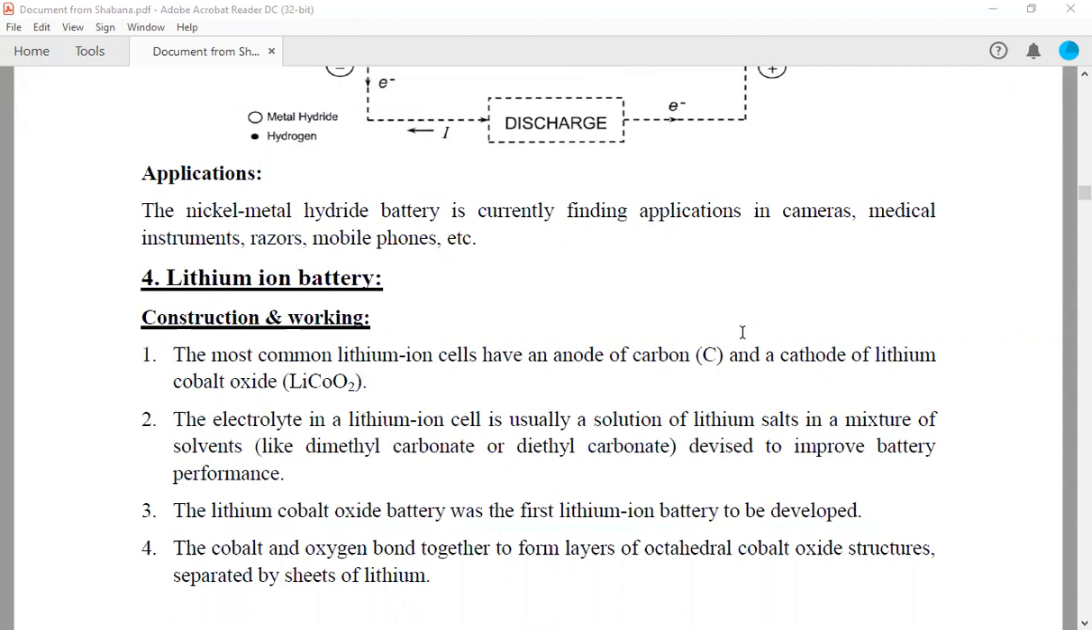The electrolyte in the lithium ion cell is usually a salt in a mixture of solvents like dimethyl carbonate or diethyl carbonate, devised to improve the battery performance. Coming to the lithium cobalt oxide battery, it was the first lithium ion battery to be developed. The cobalt and oxygen bond together to form layers of octahedral cobalt oxide structure separated by sheets of lithium.